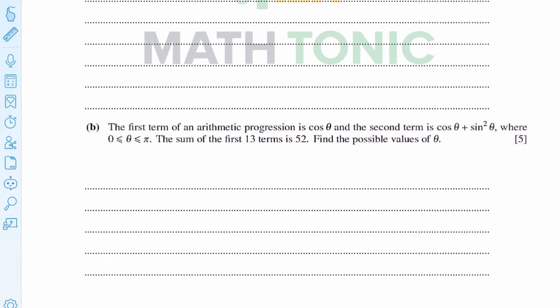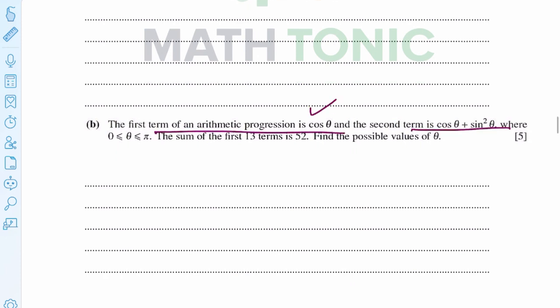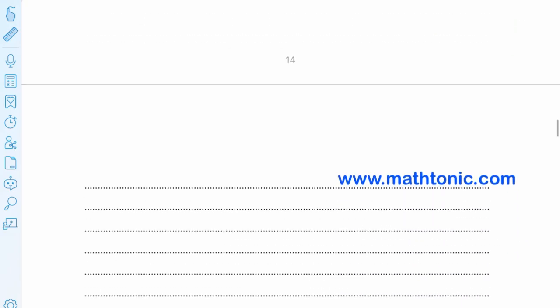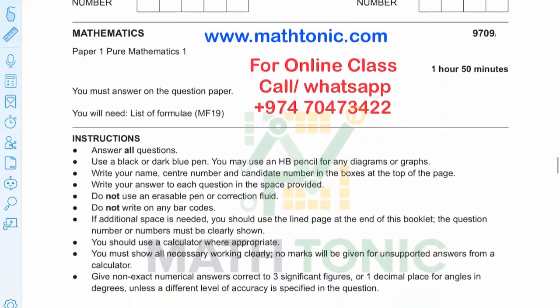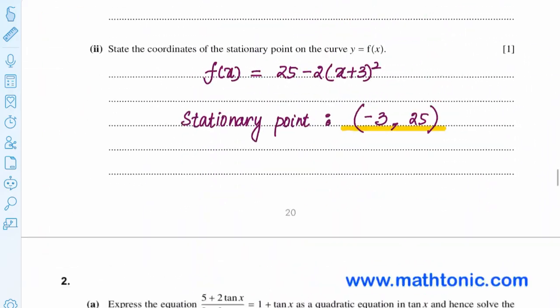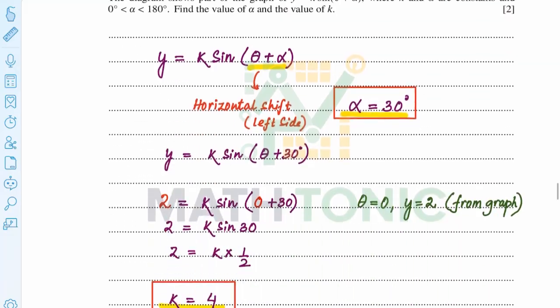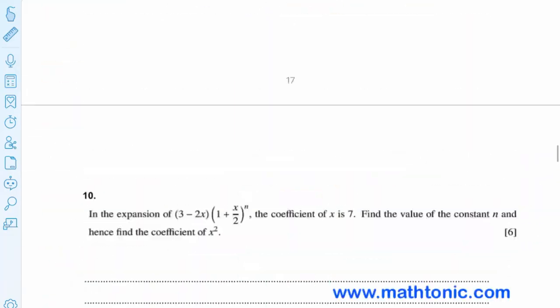Yes, you can see here the first term of the arithmetic progression is cos theta, the second term is this one, and find the possible values of theta as well. And I have provided the solutions with this question paper. You can see here that I solved the question paper fully.